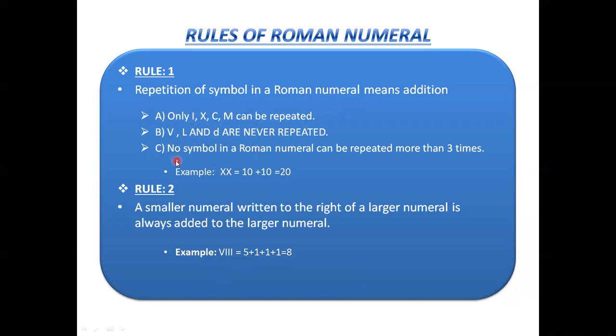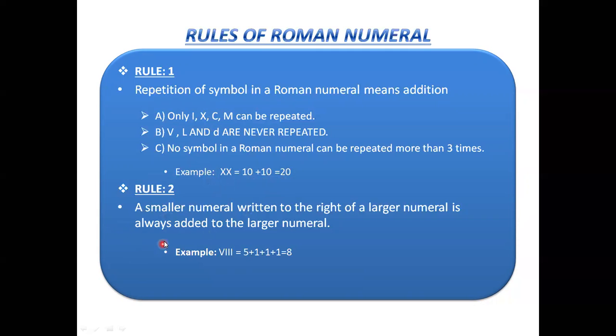What is the third one? No symbol in a Roman numeral can be repeated more than 3 times. So even I, X, C, M can be repeated only 3 times, not more than that. Example for this: X, X. So 10 plus 10, 20.